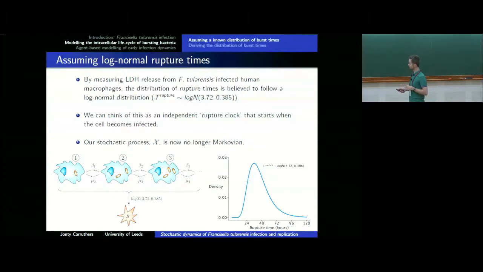The problem is that this log normal distribution means that our process is no longer Markovian. For Markovian processes, we have to have this memoryless property, these exponential waiting times. But of course, our clock is ticking right from when we start in state one. And so if we're in state four or five or something, we need to remember where that clock is, so we don't have this memoryless property. So how can we resolve this issue?